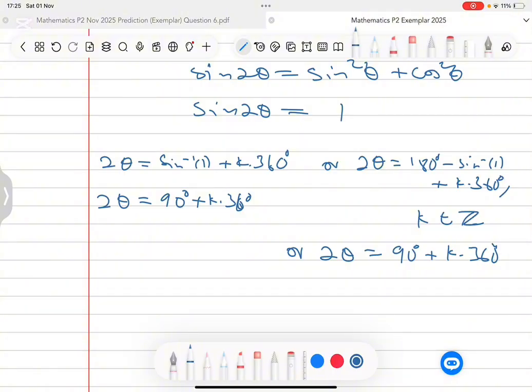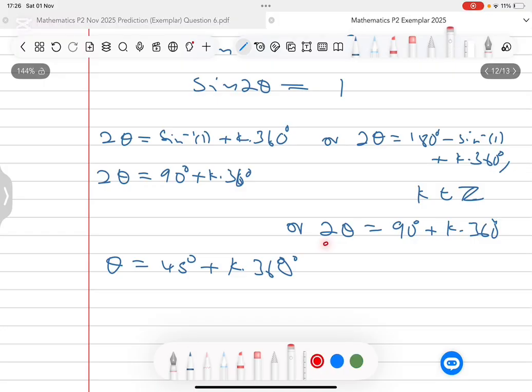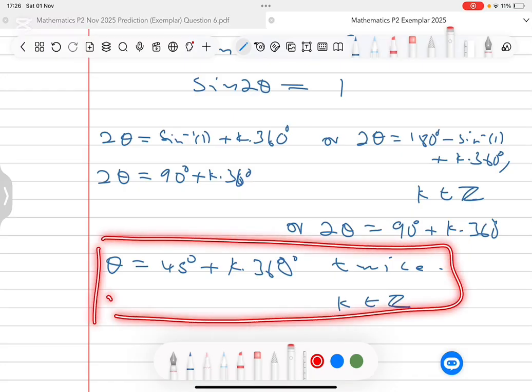Now here we are going to divide both sides by 2, so that I'm only left with a theta. So I'm going to have theta is equal to 45 degrees plus k 360 degrees here. And I'm not going to do this really, because the same thing is a type of solution where this happens twice. We have the same number twice, where k is an element of integers. So that is my general solution. It really occurs twice.